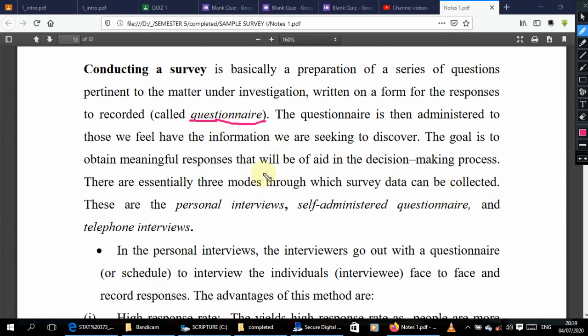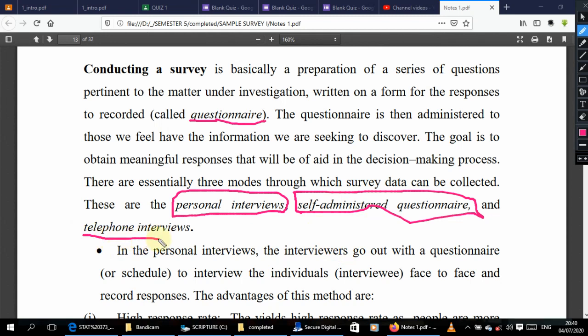There are essentially three modes through which survey data can be collected. The first is personal interview: you sit there with the respondent and ask, Mr. Man, what's your name? The person answers. How old are you? He gives you the answer. That's a personal interview. Self-administered questionnaire means you just take the questionnaire to the person and go. The person fills it and then gives it to you. And then there is the telephone interview: you write down your questions in front of you, pick your phone, call the person, and then ask. The person gives you the feedback.